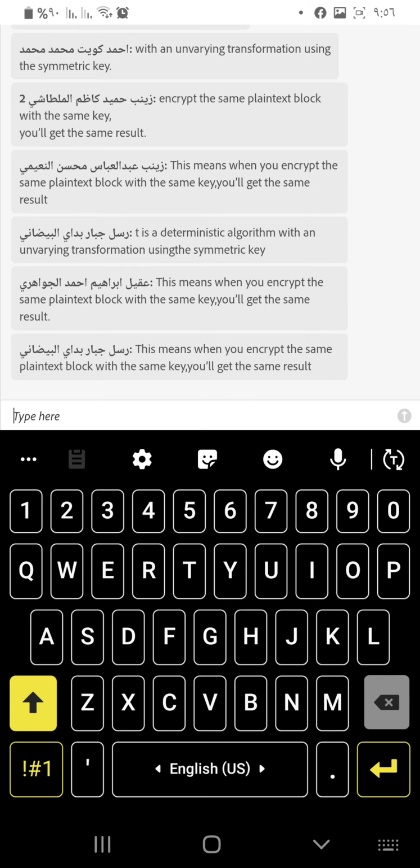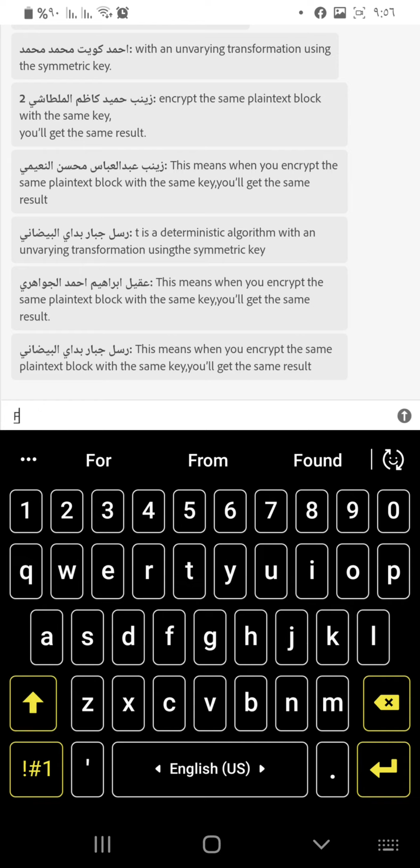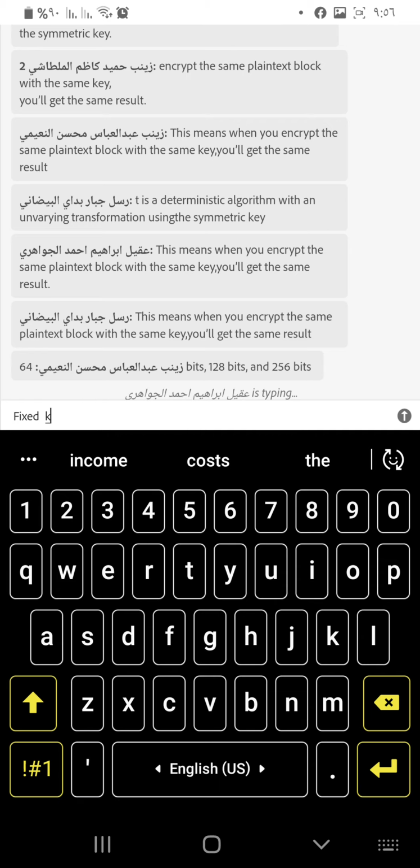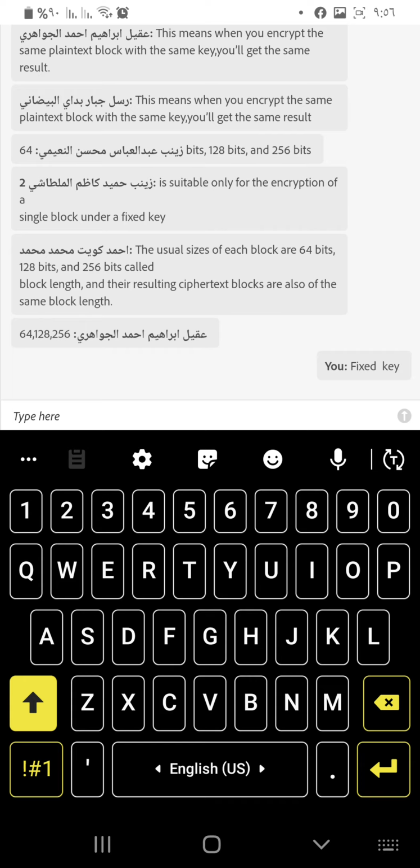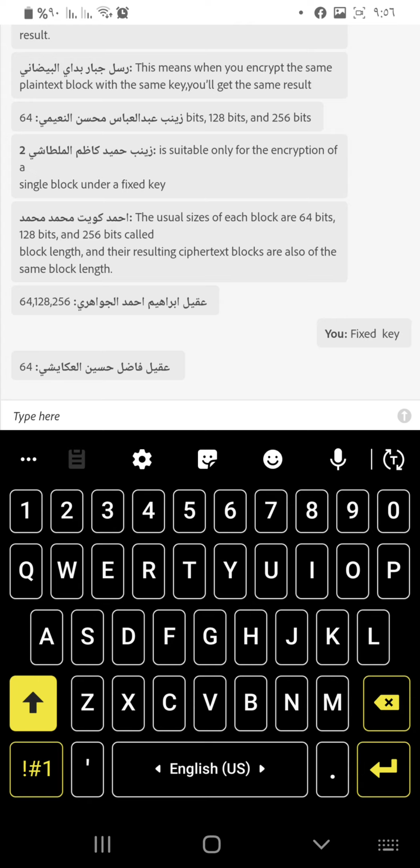Russell Jabbar and Adil Ibrahim both gave the correct answer. Next question. What are the usual sizes of each block in a block cipher? Zainab Abdul Abbas, yes. 64, 128, and 256. Okay.